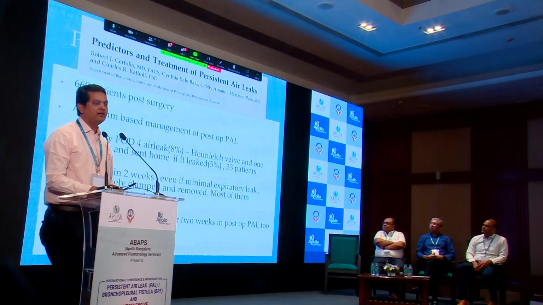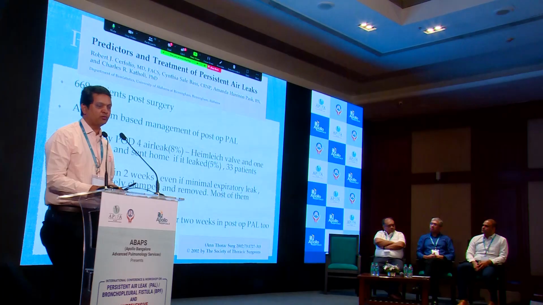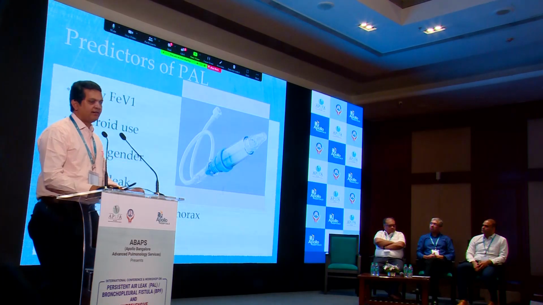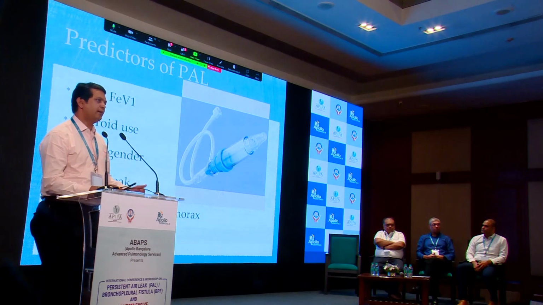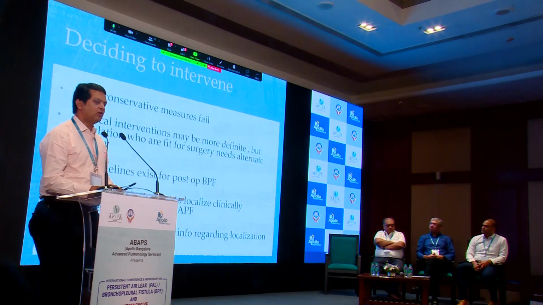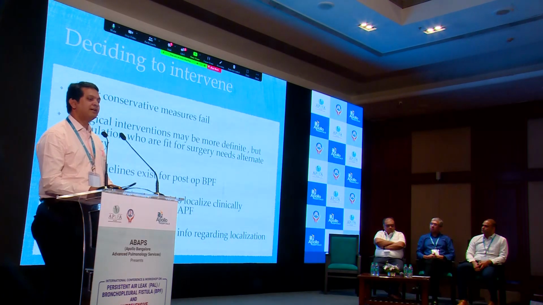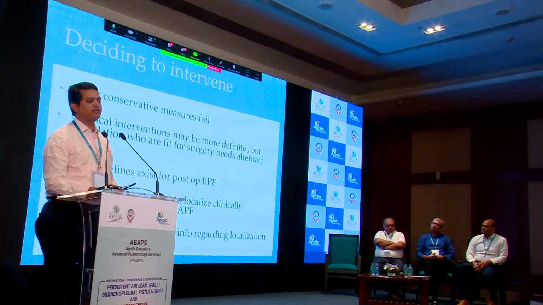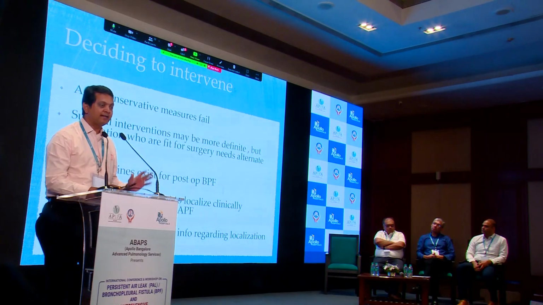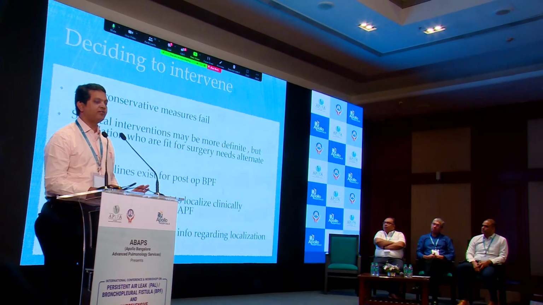So this is what came as a paper, Predictors and Treatment of Persistent Air Leaks, by Cerfolio and group. And I think Karan already took us through the predictors of PAL: who are the people who have developed a propensity and who will not really get better unless you intervene. So how do you decide to intervene? You intervene after conservative measures fail. How long do you wait? There are no guidelines here. Surgical intervention may be more definite, but the population who are not fit for surgery needs an alternate strategy. There are no guidelines at this point.